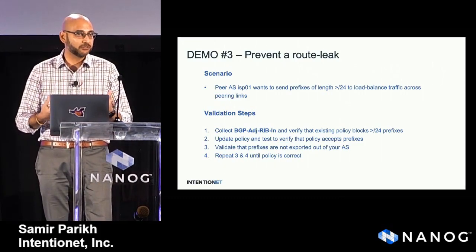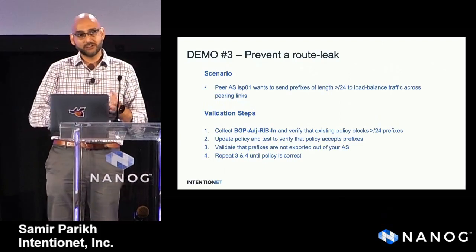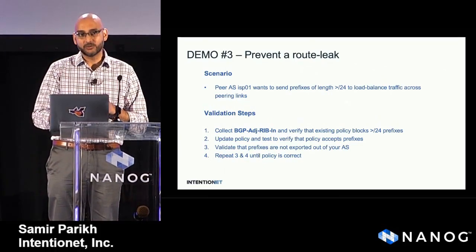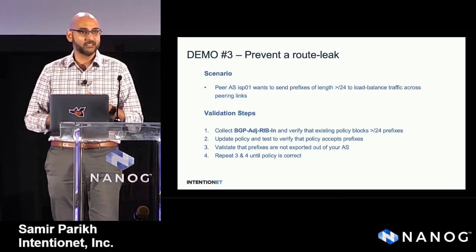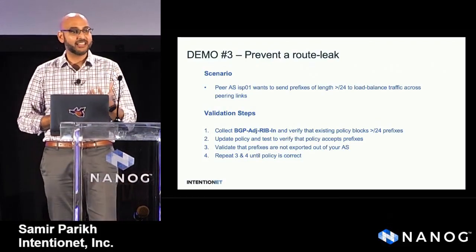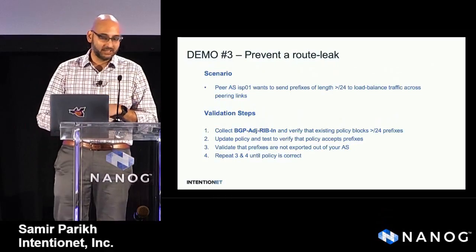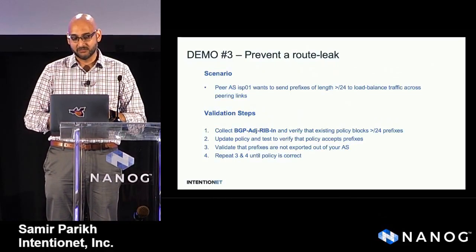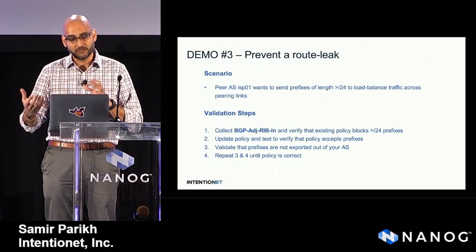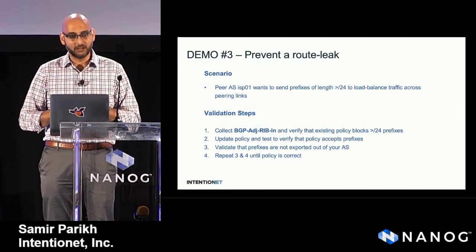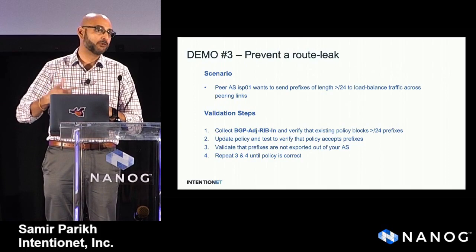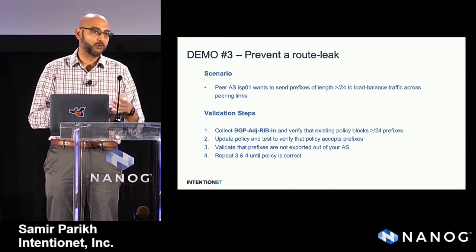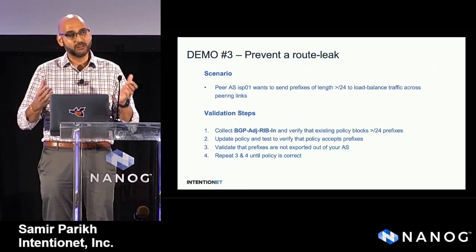What's the process I could use to make sure that I can make a change safely and not leak that route to adjacent peers? Again, it starts with collecting that BGP adjacency RIB in. So that's your starting point. You have that data. You know what your peer is sending you. And now you can analyze changes to the network to see how the changes impact the routing policy and the end route tables. And then you rinse and repeat until you get the change in the scope that you want it to be. So you accept the routes you want to, you transmit the routes you want to, and nothing else.